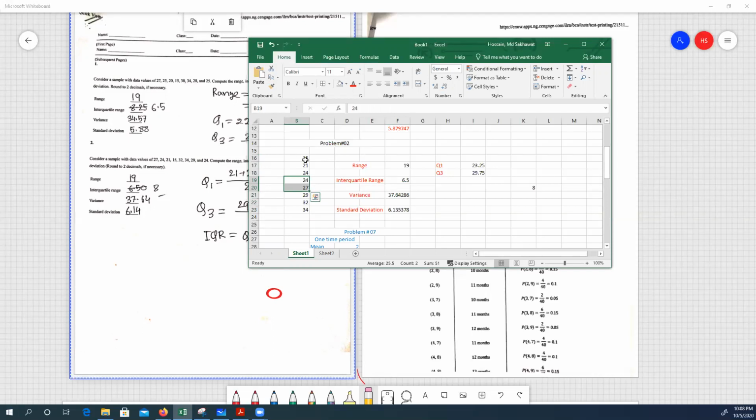But if you have 7 numbers, suppose the number of observations is odd. Here you have 8 numbers, so that means the number of observations is even. Suppose you have 7 values, then what will happen?